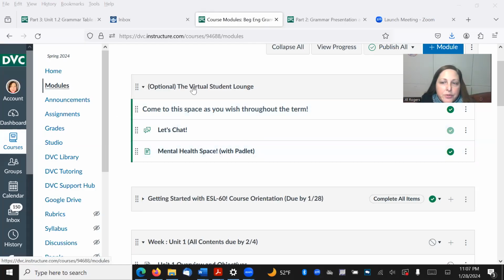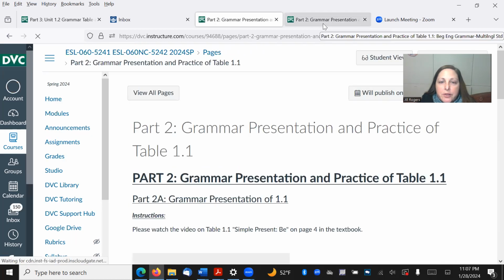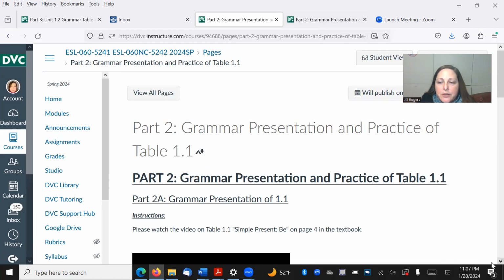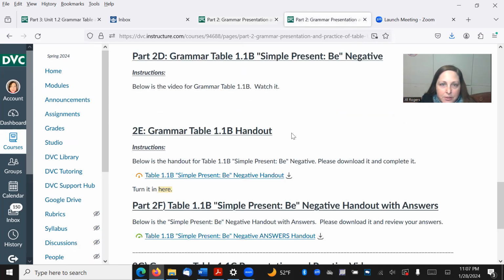Okay, so if you go to modules, scroll down. We are still here, but you need to scroll down a little bit. If you just keep scrolling down, you'll find it. I actually have it ready right here, so it's easy for you to get to. But this is part 2D, grammar table 1.1b, simple present be verb negative.